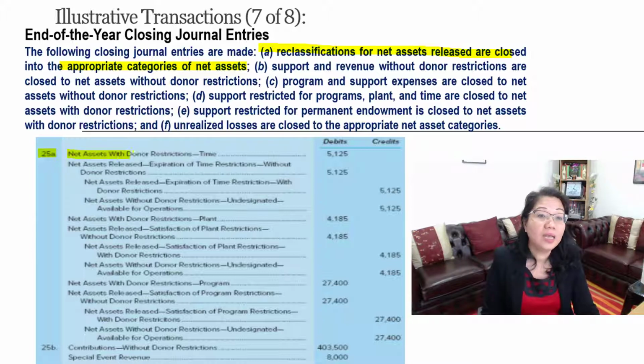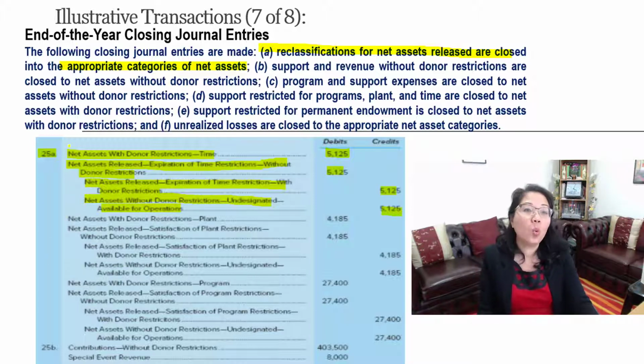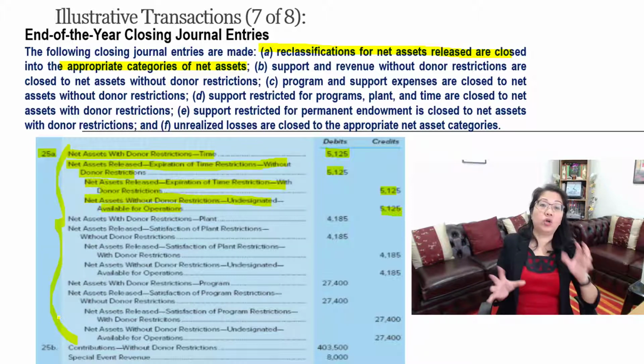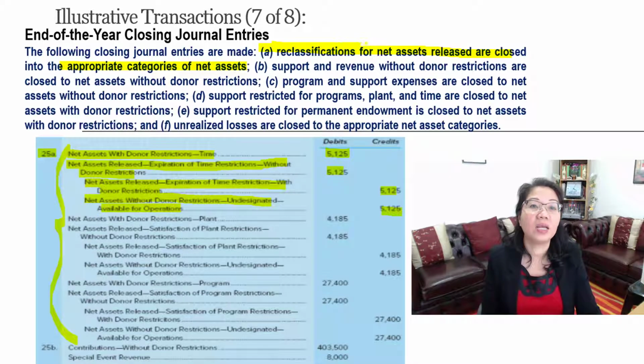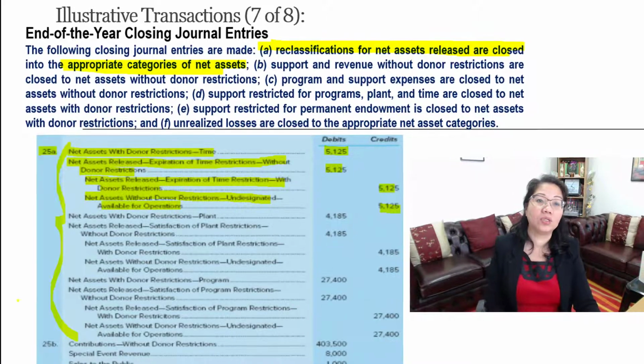So all those net assets with donor restrictions time will be debited. Assets released, expiration of time without donor restrictions, the same amount. And we credit net assets released, expiration of time restriction with donor restrictions. Credit also net assets without donor restrictions undesignated, available for operations, and so forth and so on. So you can see from here what we are doing in the first set of journal entries in 25A is reclassifying all the net assets released that are closed into appropriate categories of net assets.